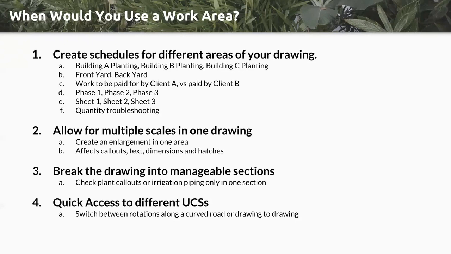It breaks the drawing into manageable sections. This really comes into play if you're using a lot of irrigation tools. It makes it easier to look at different sections, and especially when you're doing large planting plans and running verify labels, sometimes you just want to focus on labeling a single sheet at a time, and you can do that with work areas as well. The last one, of course, is access to different UCSs, which I showed right there. You can quickly pop between all of the UCSs. I didn't show it before, but I am going to show it in our basics overview.